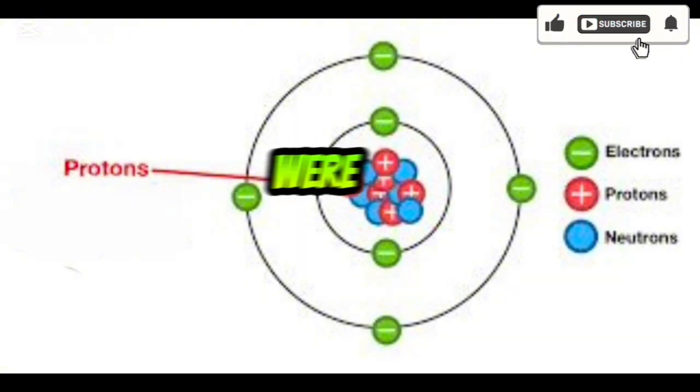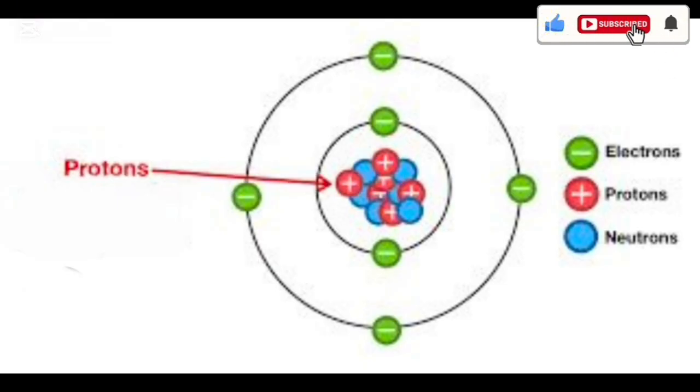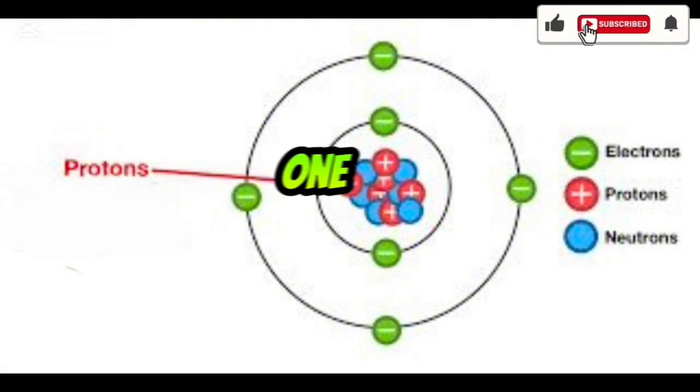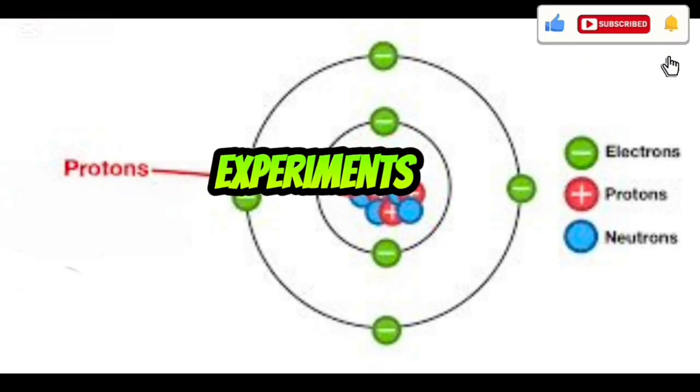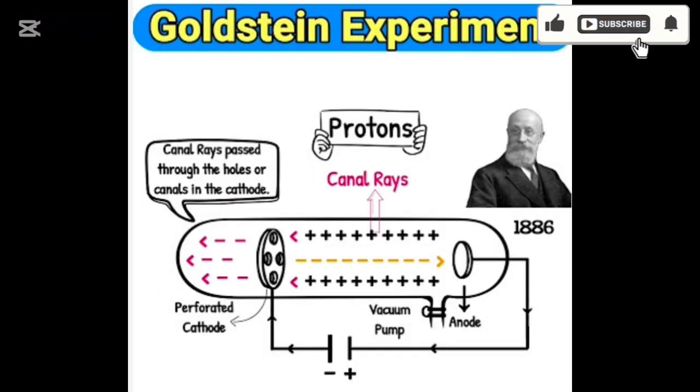Scientists knew atoms were electrically neutral overall, so there had to be some positively charged particle inside the atom balancing the negative electrons. This mystery led scientists to perform more experiments. One of the most important experiments was performed by Eugen Goldstein.